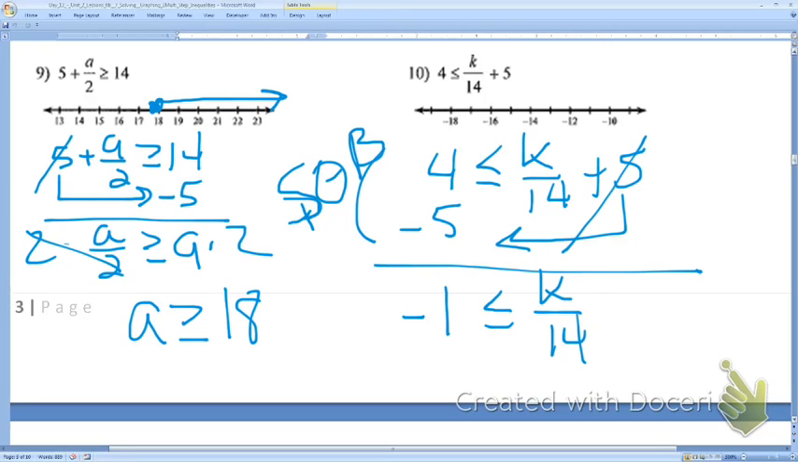The 14's under my k, so I need to move it up and multiply. So I have a k. My inequality stays the same direction because I wasn't multiplying by a negative number. 14 times negative 1 is negative 14. I plot my point. It is closed. My variable's on the right, which is the wrong side of the equation for it to be in. That means my inequality's arrow needs to point in the opposite direction that I see there. There you go. So those are all the guided practice problems.